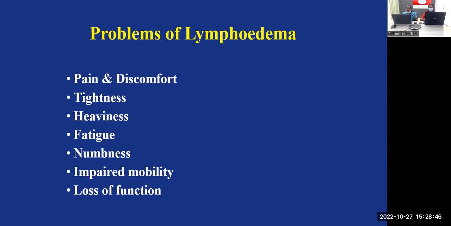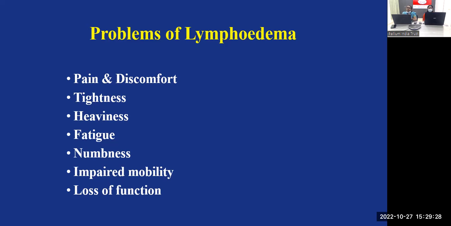Coming to the problems, there are a lot of problems here. Just imagine one limb is normal and the other limb is too big. You are not able to carry it, so you need help all the time. Because of the blockage in fluid absorption, even though the blockage is there, the production continues. Because of that, the skin will stretch.